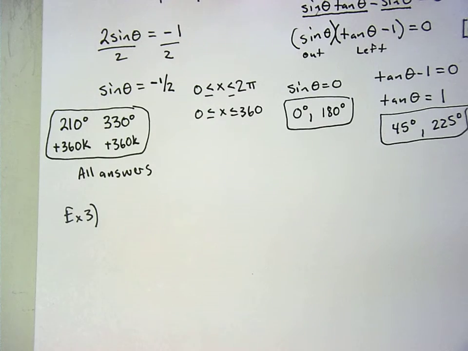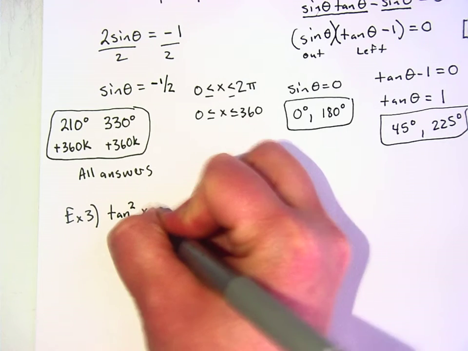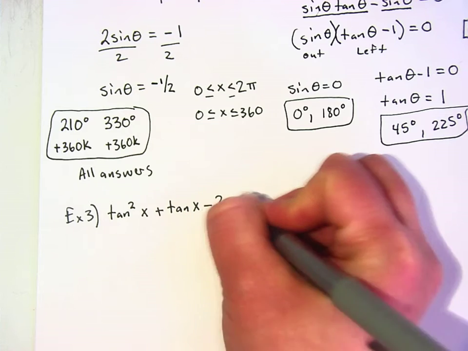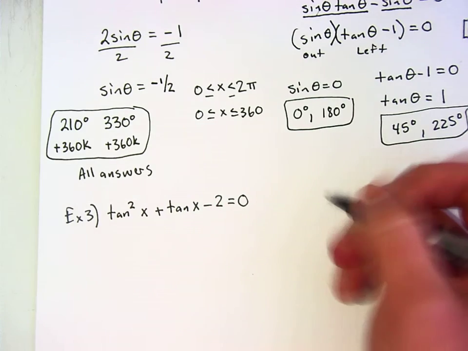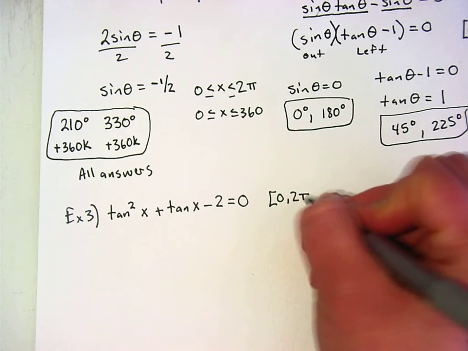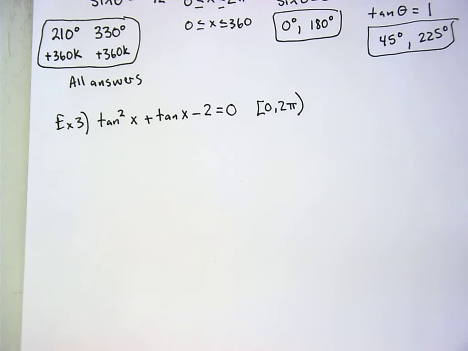Next up, let's try this one. Tangent squared x plus tangent x minus 2 equals 0. This time I want your answer between 0 and 2 pi. That should tell you I want your answers in radians, not degrees. Anybody have an idea? Looking for a brilliant idea right now.